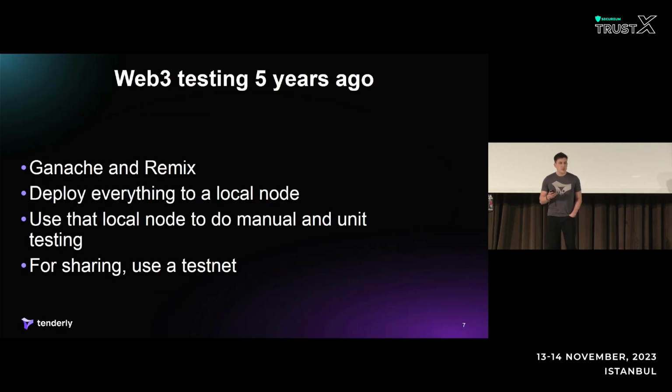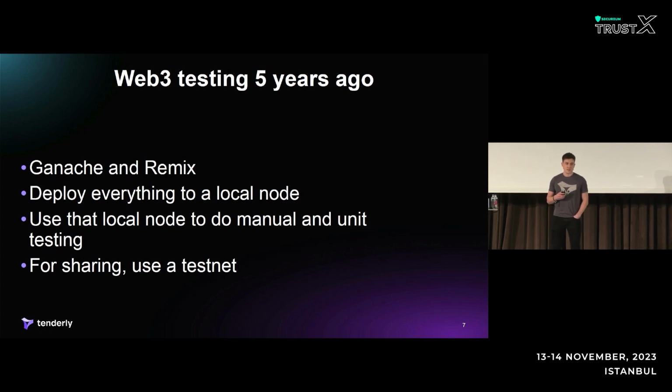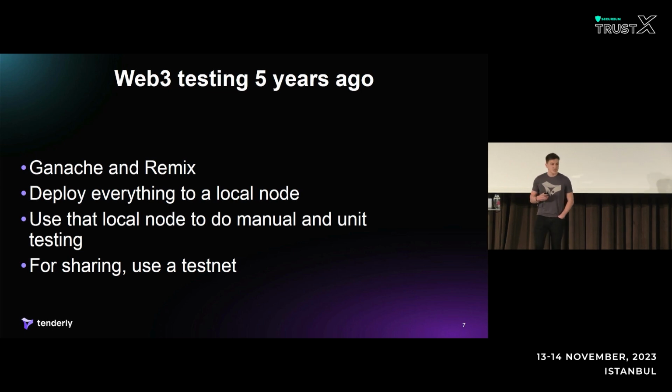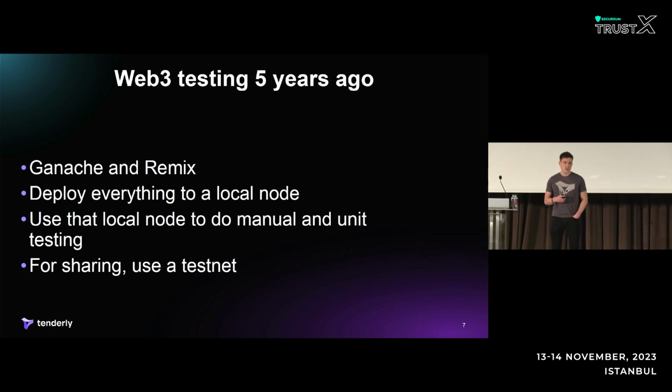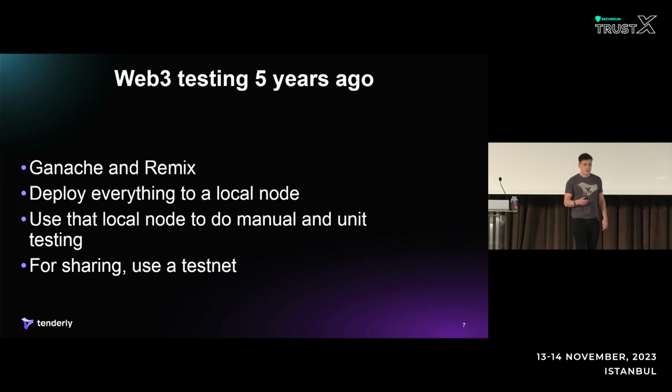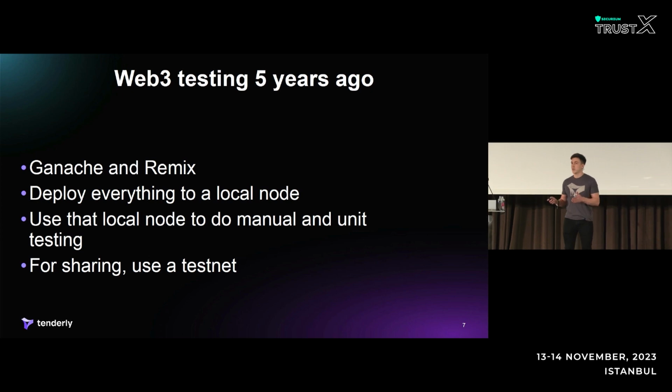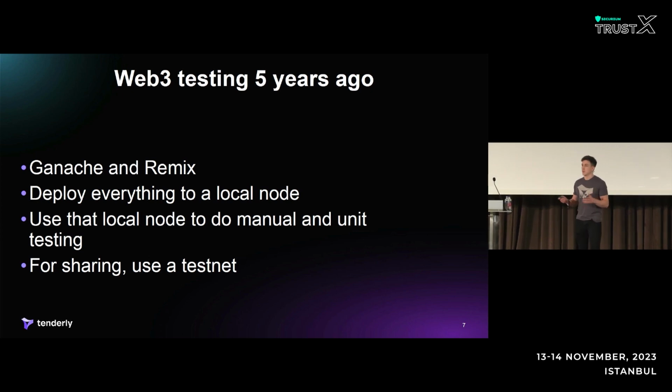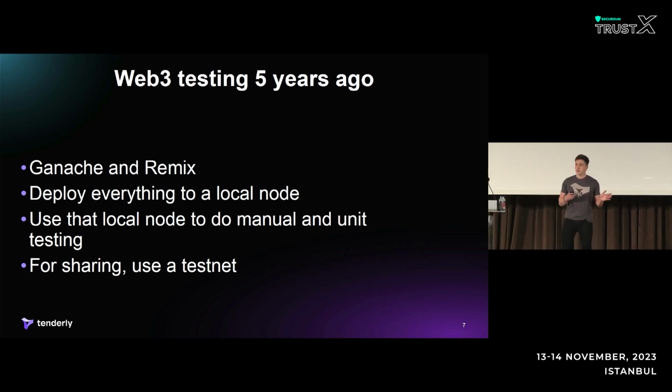So I'm not going to talk about before 5 years because testing back then wasn't even the thing, almost. So 5 years ago, we have tools like Ganache and Remix that can help us also develop and test things out. And then what we would do, we would deploy everything to a local node that we can use for either unit testing or some manual testing. And if we wanted the community to get involved, we would spin it up on the testnet and let everybody interact with it.